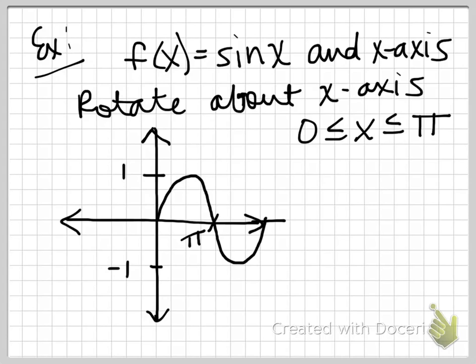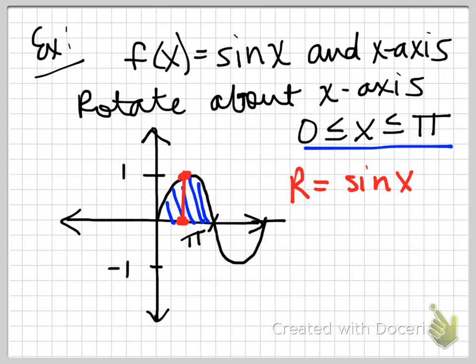This time I have a function, sine x, and the x-axis, so that's going to be the boundary for my area. We're just going from 0 to pi, and we're going to rotate about the x-axis again. So we're just looking at this first area. If I start on the x-axis and I go to my furthest distance, my outer radius is sine x.